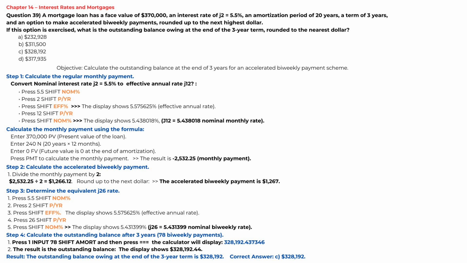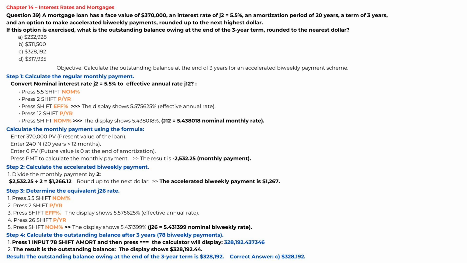Now let's determine the monthly payment. Enter 370,000 PV, present value of the loan. Enter 240 N, 20 years times 12 months. Enter 0 FV, future value is 0 at the end of amortization. Press PMT to calculate the monthly payment. Calculator displays 2532.24768 monthly payment.